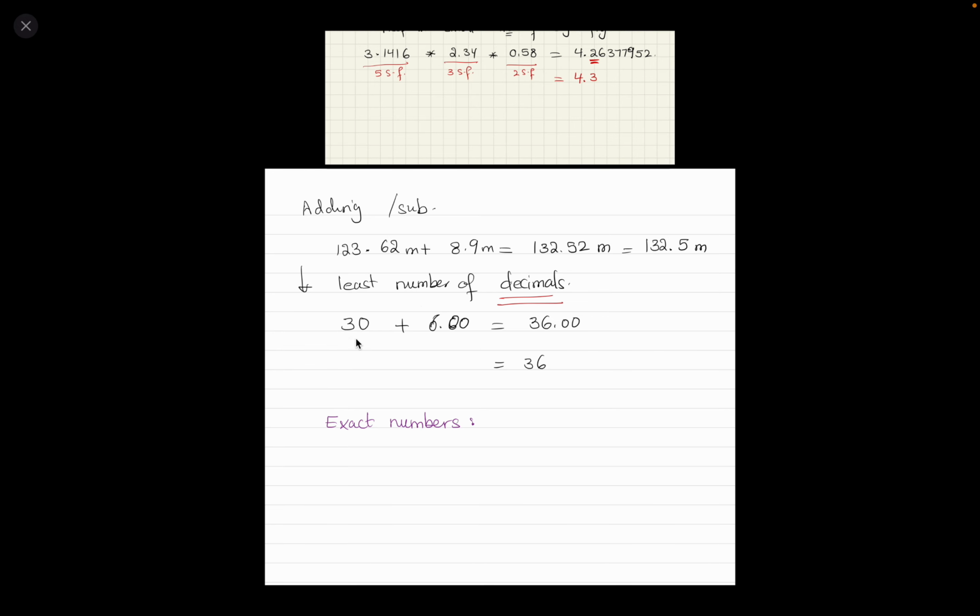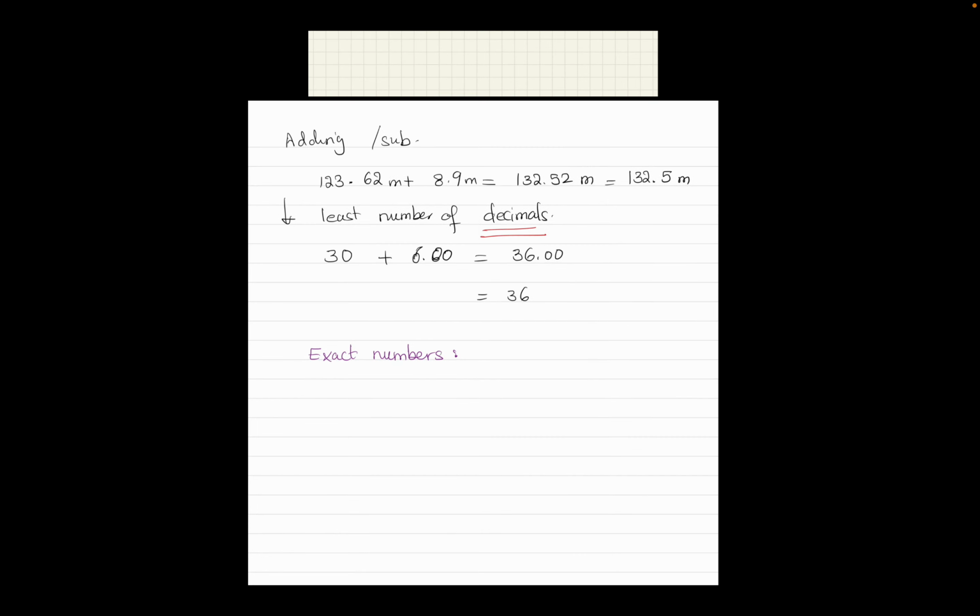Also, if you have 30 plus 6, we're going to have 36, but I'm going to include 0 decimals because I don't have any decimals. This is the smallest number.